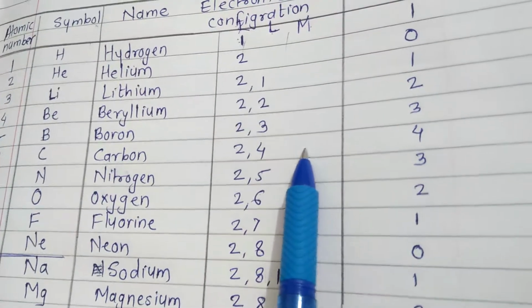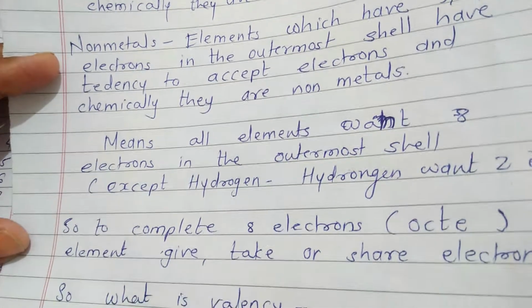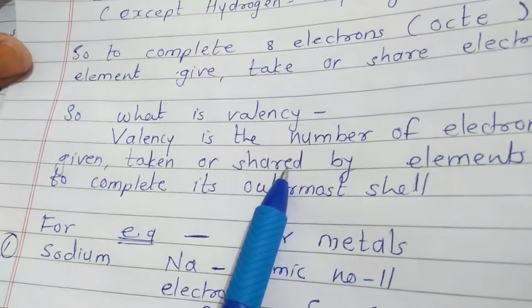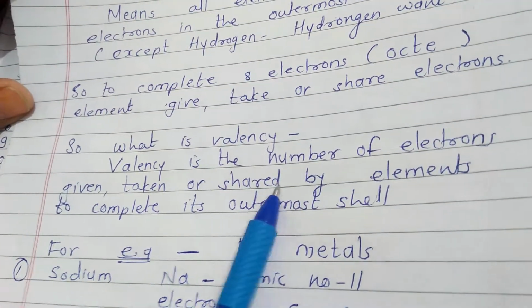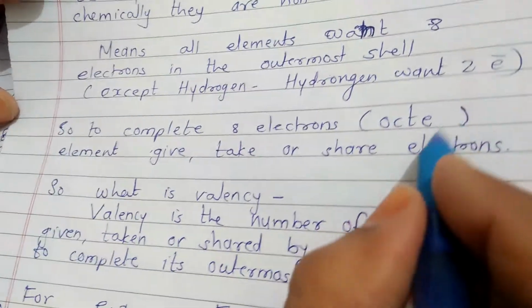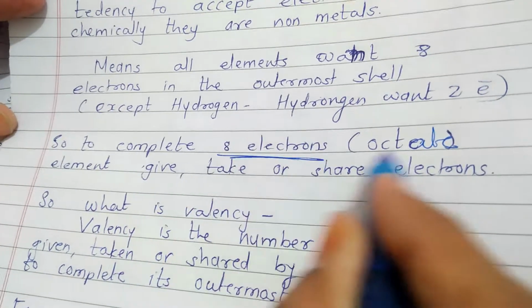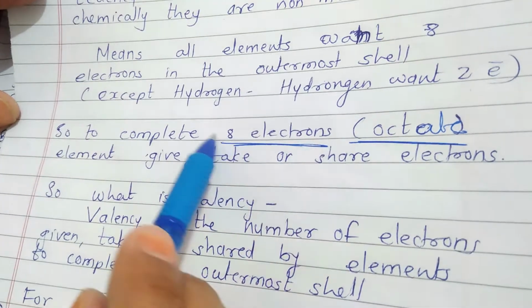So what is valency? Valency is the number of electrons given, taken, or shared by the element to complete the outermost shell. Every element wants to complete 8 electrons in the outermost shell. That is called the octet. Every element wants 8 electrons in the outermost shell.